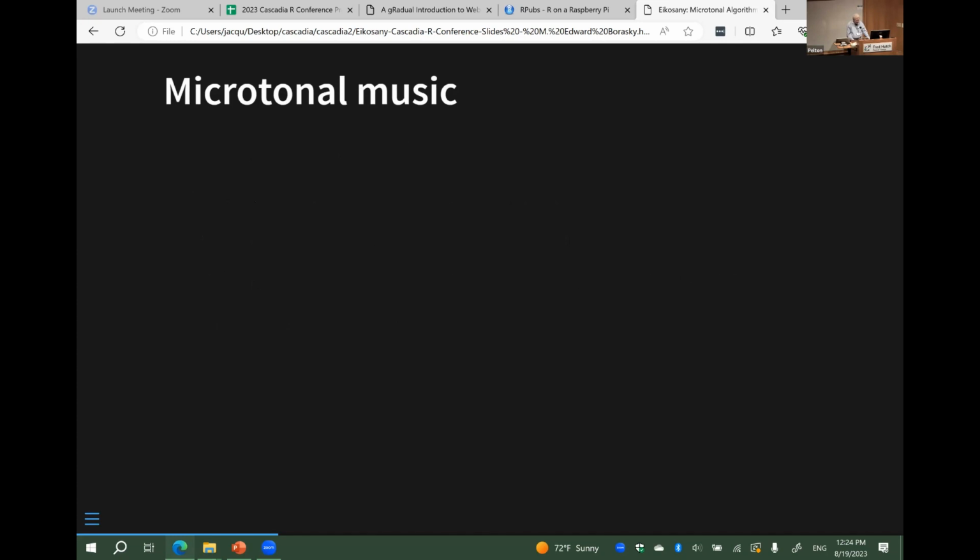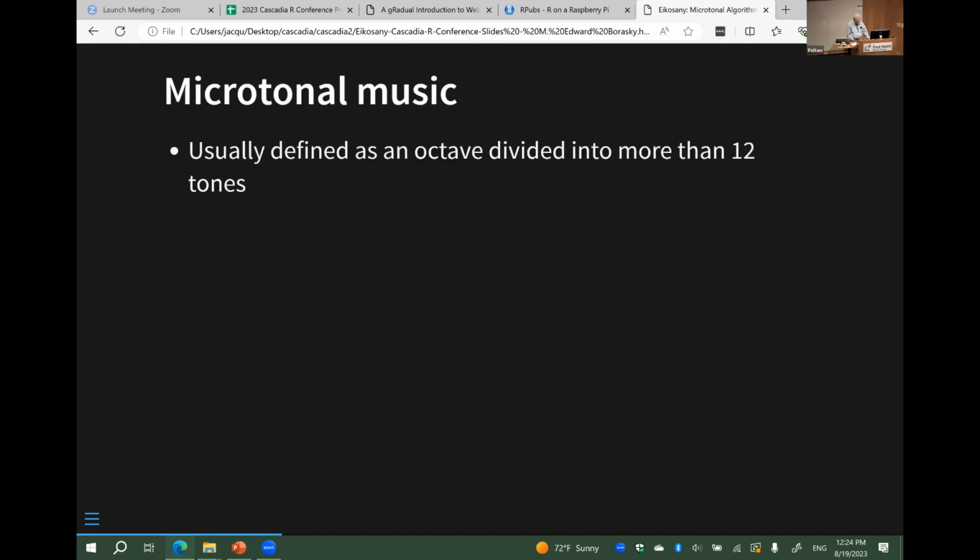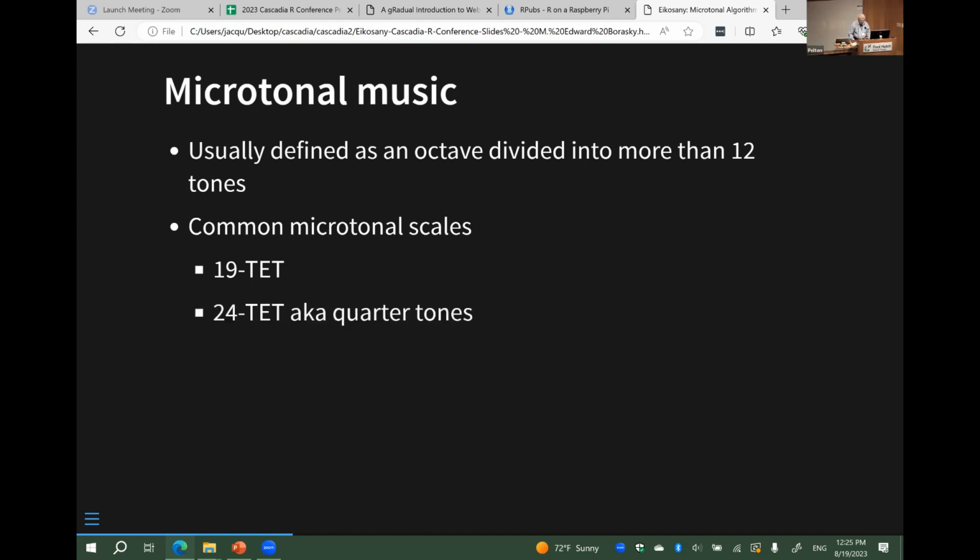So microtonal music, technically speaking, is usually defined as an octave divided into more than 12 tones. The most common examples of that are 19 TET, where you divide the octave into 19 equal tempered divisions, and 24 TET, aka quarter tones, that'd be 50 cents each. So really they should call them, the quarter tones should be 25 cents each, right?